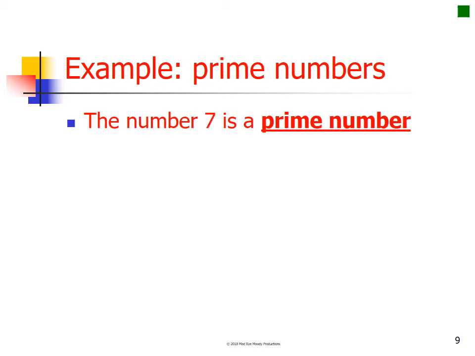So let's take a look at an example. The number 7 is a prime number. How do I know that the number 7 is a prime number? Well, the only 2 positive whole numbers that I can multiply together to get the number 7 are the numbers 1 and 7. Because there are no other whole positive numbers that I can multiply together and get 7 as the product, 7 is a prime number.